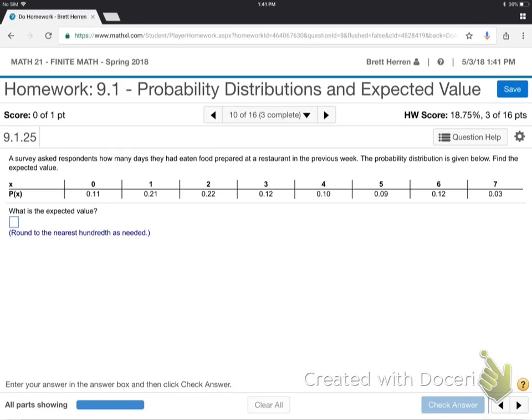So, probability distributions, expected value. Survey asks respondents how many days they had eaten food prepared at a restaurant in the previous week. Probability distribution given below, find expected value.